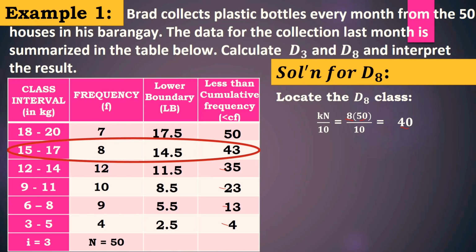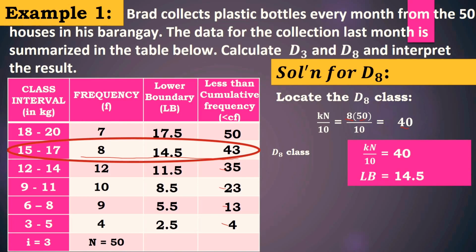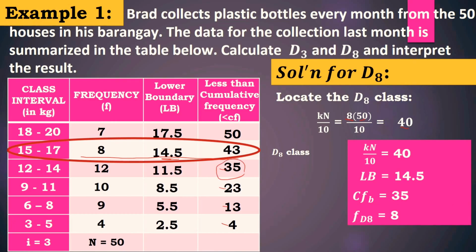So we're going to get the values to solve for d sub 8 here. So here's where we can locate d sub 8 class. So to identify the values, Kn over 10 is 40. Lower boundary is 14.5. Cf sub B, that's the cumulative frequency before d sub 8 class, so that's 35. And the frequency of the d sub 8 class is 8, and the size of the class interval is 3.